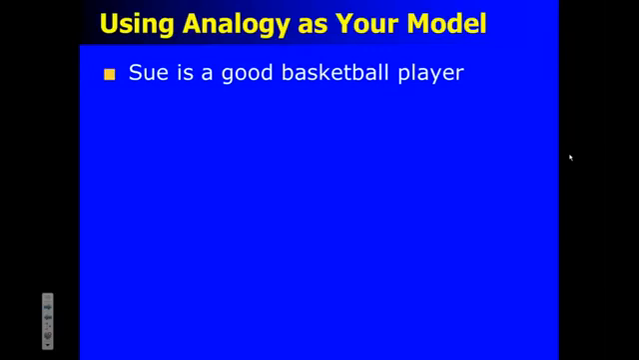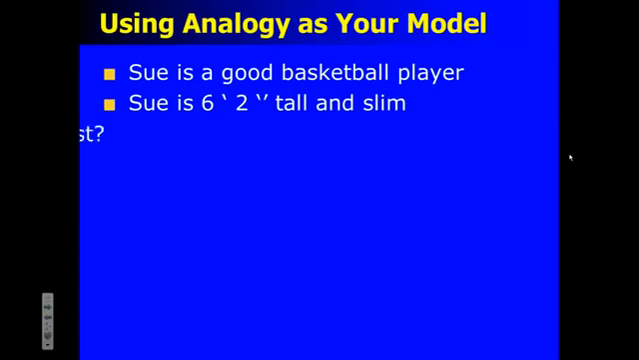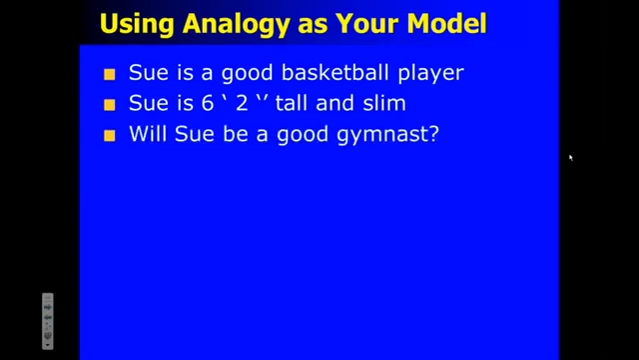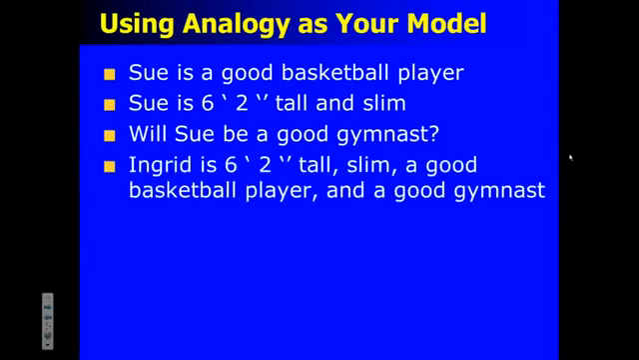What if I told you Sue is a good basketball player? Sue is 6'2", tall, slim. The question that I want you to predict is, do you think Sue will be a good gymnast? Well, at this point you may have trouble predicting yes. You might say, well, I get she's good at basketball, so she's probably athletic. She seems tall and slim and 6'2", so I don't know. It's hard to tell. But what if I added more information? Would that change your prediction?